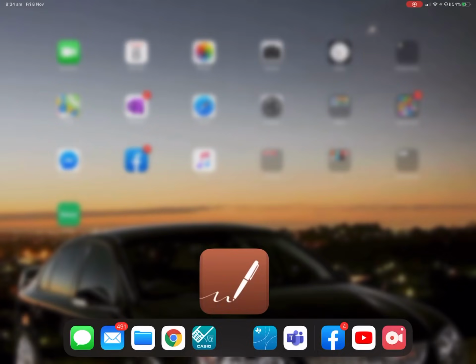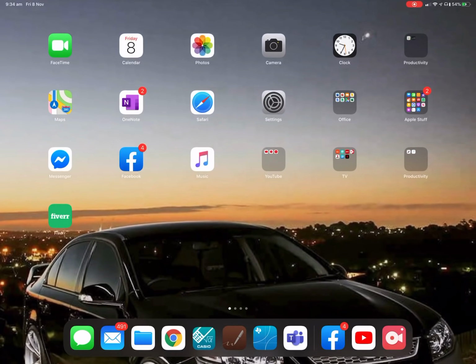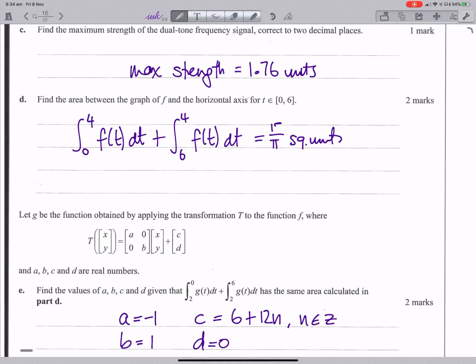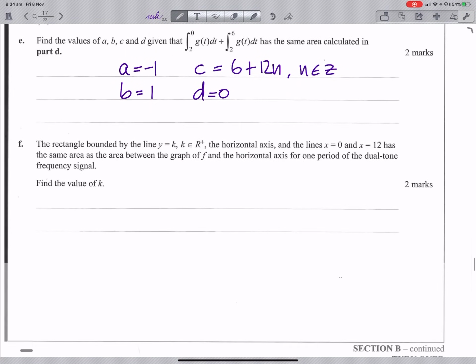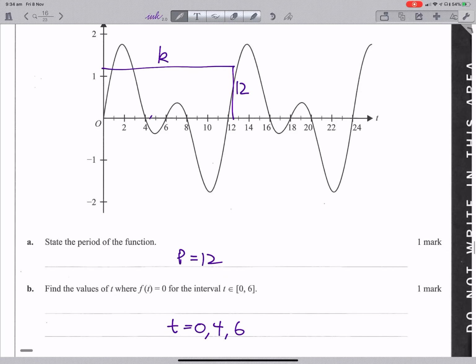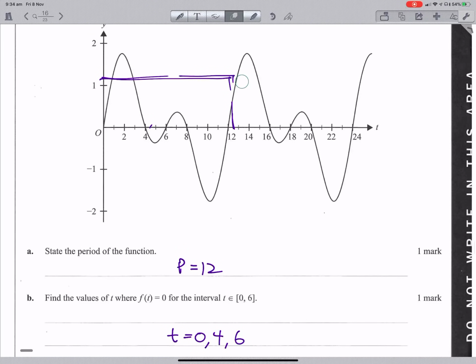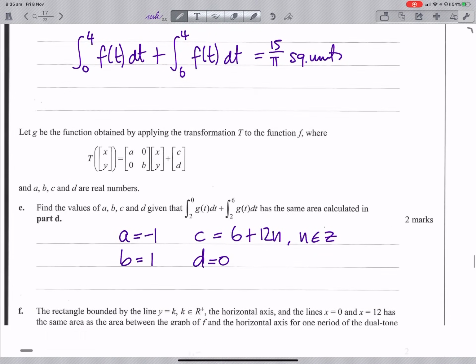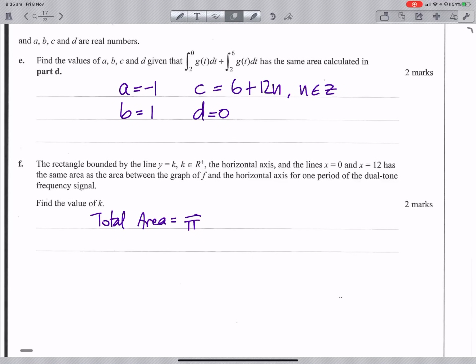Was it 14 on pi? 15 on pi. Jesus, I'm having a bad morning. 15 on pi. So double that. Total area is 30 on pi. Now, if we know k is the same height, it has a width of 12. I am having a bad morning. 12k. 12k has to equal 30 on pi.